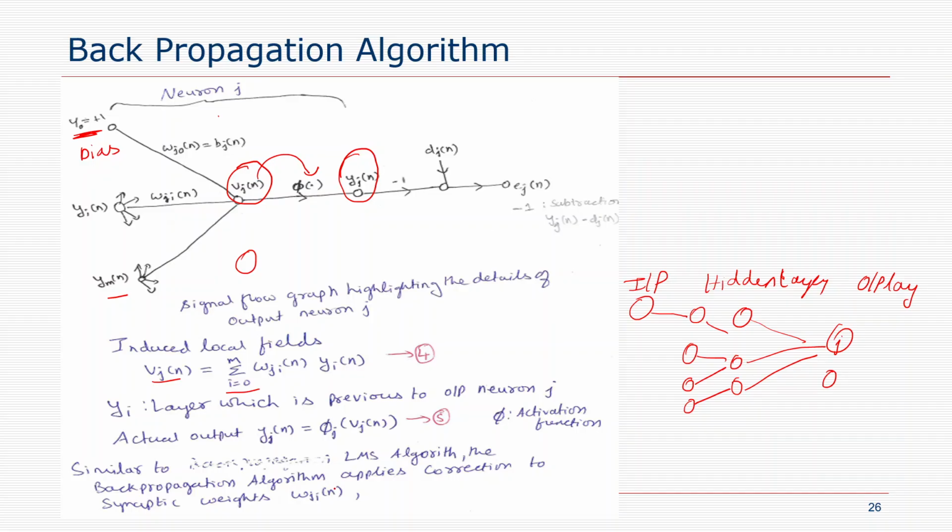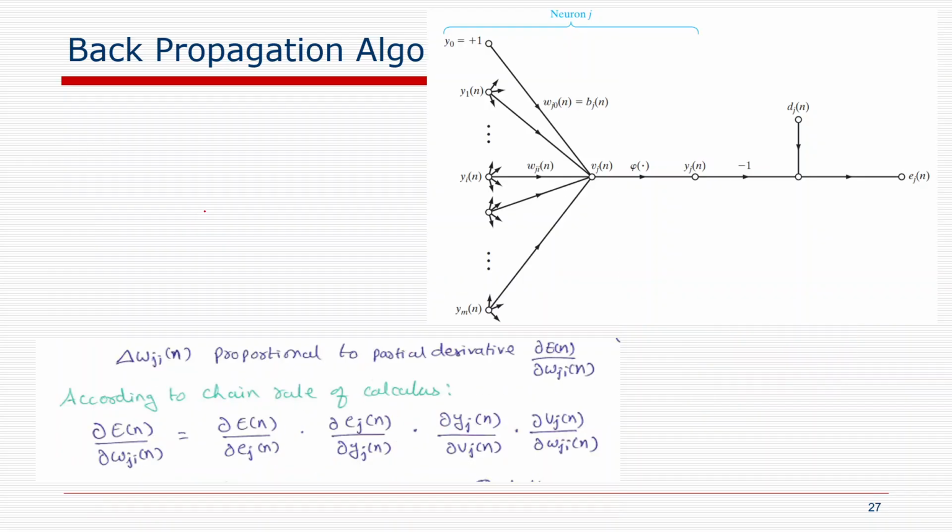The backpropagation algorithm applies the correction to the synaptic weights wji of n. That is, now our concentration is on how to correct this error. What is the updated weight we have to find? That is, we have to find out what is the updation value we have to add to the wji of n. Now, this updated weight we will represent as delta wji of n. That is, what is the updation value we should find.